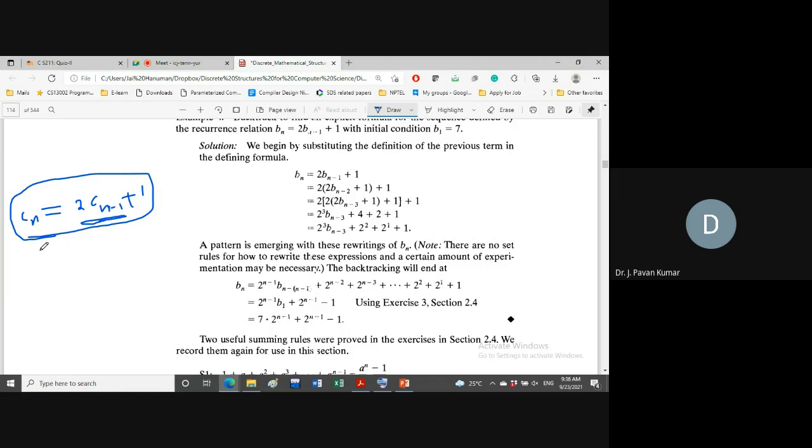But if we have an explicit formula, what is the advantage? Without calculating previous values, we could obtain the nth value, or whatever the kth value we want. Immediately we could substitute in the explicit formula and obtain the element. This is the advantage of having an explicit formula for the sequence. Understand what I'm saying?